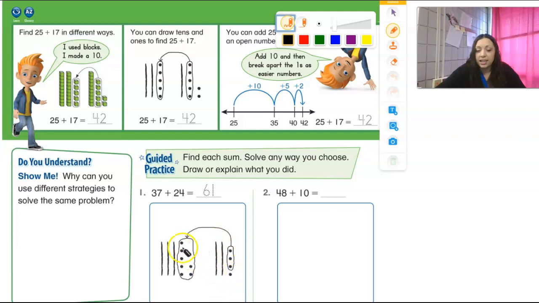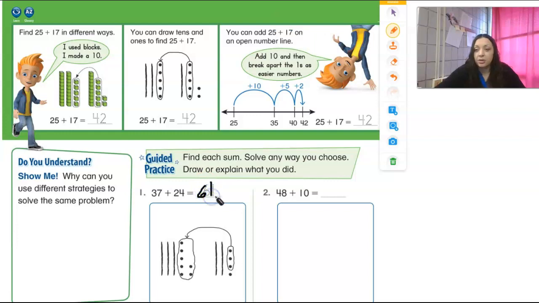And look what they did. If I have 7 1s here, they said 7, 8, 9, 10 and made a 10. Then I can just count my 10s and say 1, 2, 3, 4, 5, 6 10s and 1 1, which makes the number 61. So they just decided to draw it out. We're going to try a couple different ways so it makes it a little bit easier.